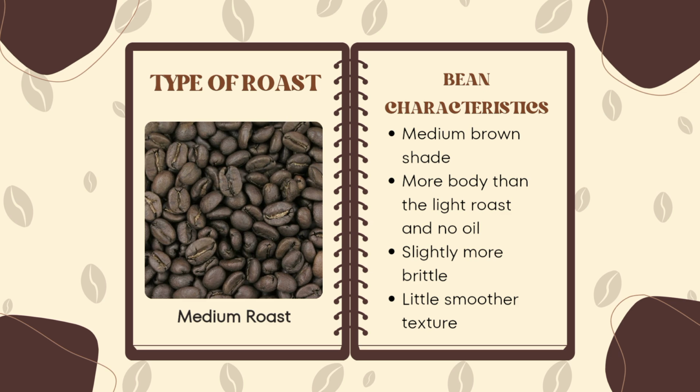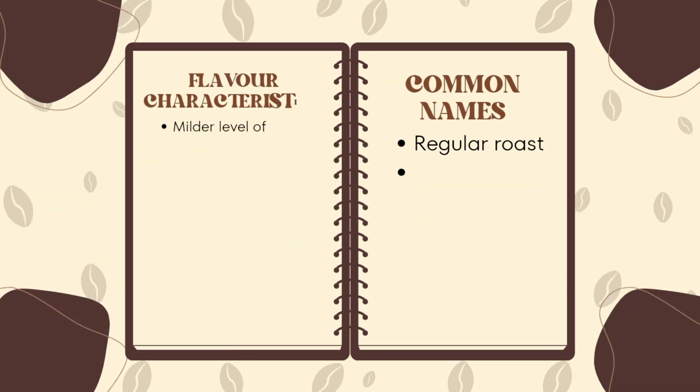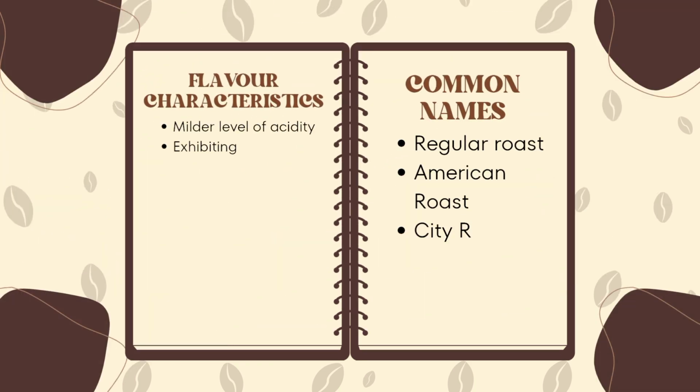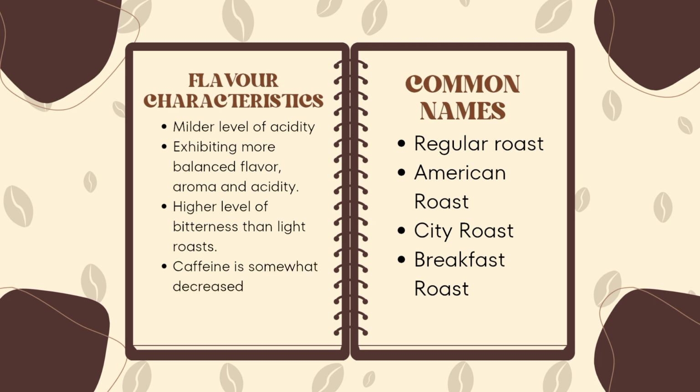Bean characteristics. Medium brown shade. More body than the light roast and no oil. Slightly more brittle. Little smoother texture. Flavor characteristics. Milder level of acidity. Exhibiting more balanced flavor, aroma, and acidity. Higher level of bitterness than light roasts. Caffeine is somewhat decreased. Common names: Regular roast, American roast, City roast, Breakfast roast.